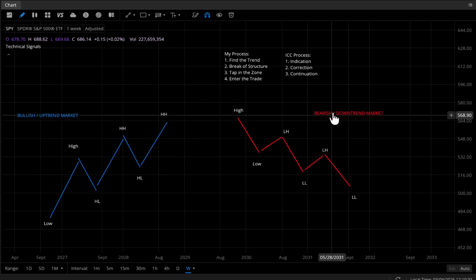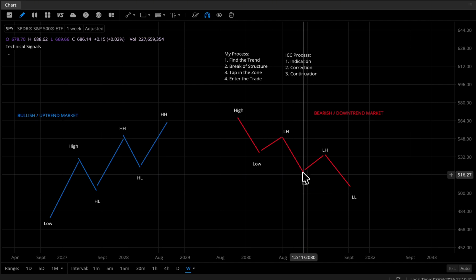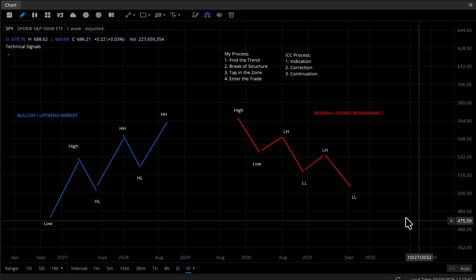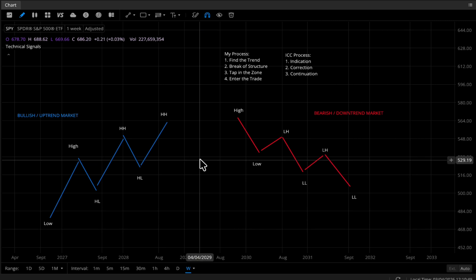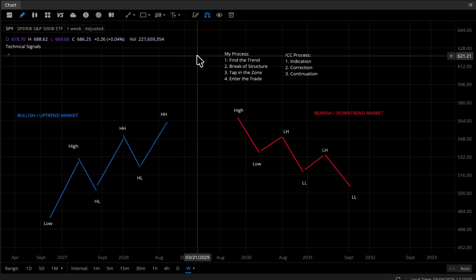A bearish market is we have a high, then we have a low, then we have a lower high because this high is lower than this previous high. Then we have a lower low because this low is lower than this previous low, then lower high, then lower low, and it continues going down. So price is never just going to go straight up and it's never going to go straight down. It's always going to have these pullbacks to continue higher.